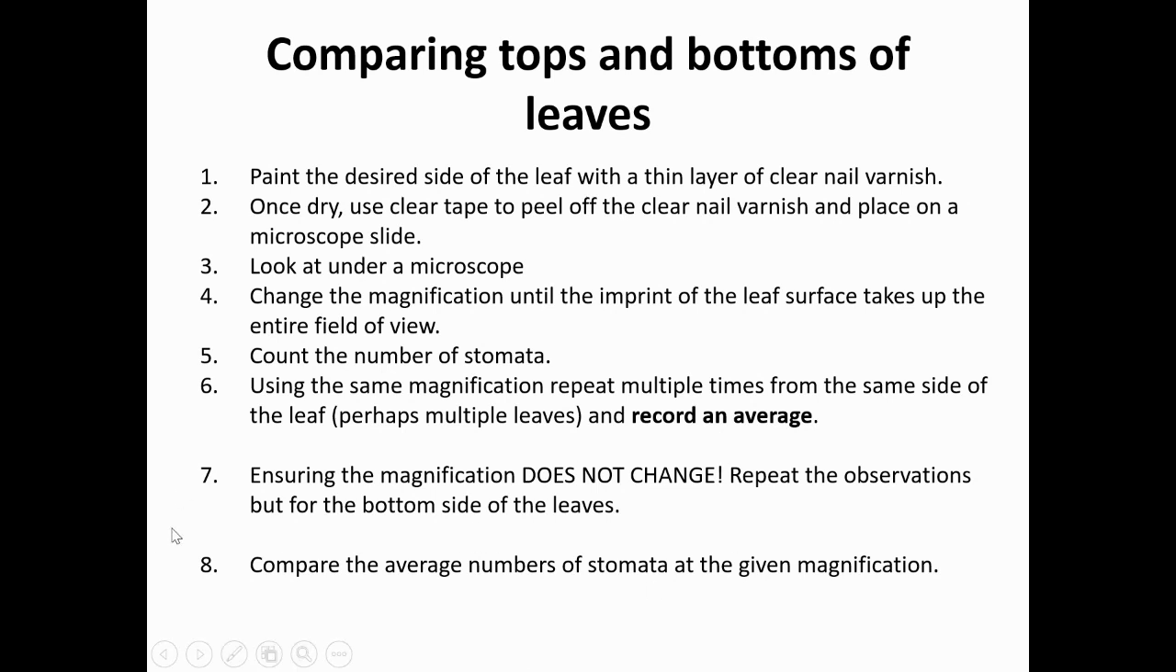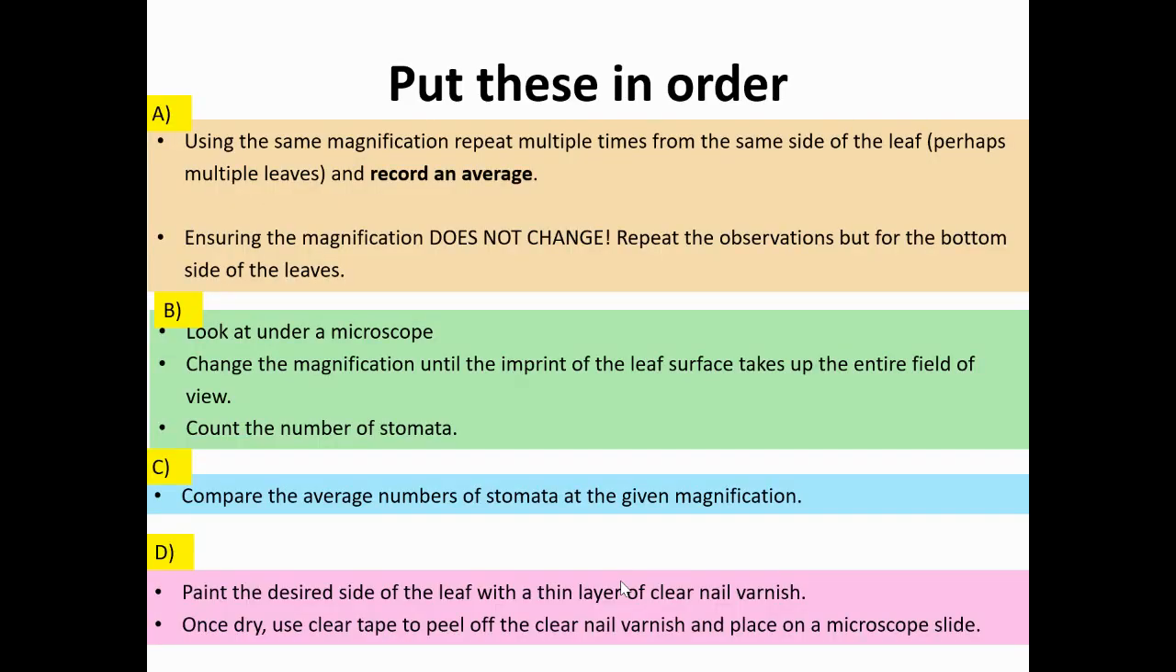Now it's the comparison bit. Ensuring the magnification does not change, this is because we're doing a comparison. Repeat the observations, but for the bottom side of the leaf. Maybe do it multiple times, record an average, and then you can compare the average number of stomata at the given magnification. Okay, so again, this will be a lot easier to remember once we've done this in the lab ourselves, but we are looking at the number of stomata, doing that multiple times, comparing and getting an average, and then comparing that to what you'd see on the bottom.